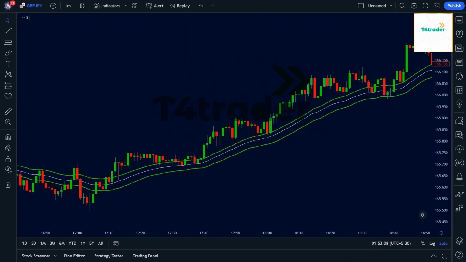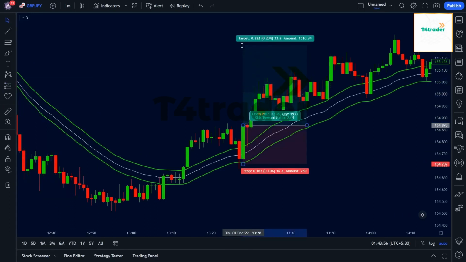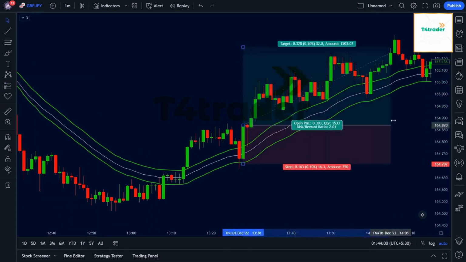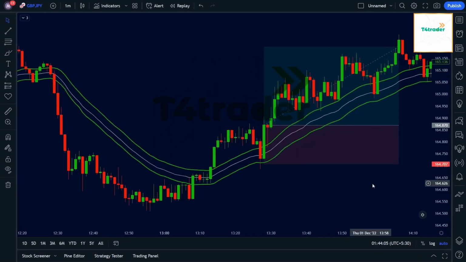The third rule is that the price must cross above the higher moving average with momentum, and should close above it. I placed the buy trade here. Our first target profit will be 1:1 and the second target profit will be 1:2. Do not set a profit target below 1:1 and above 1:2.